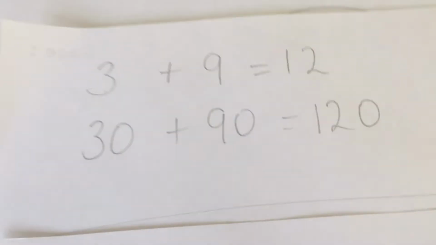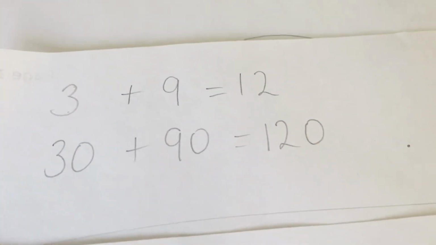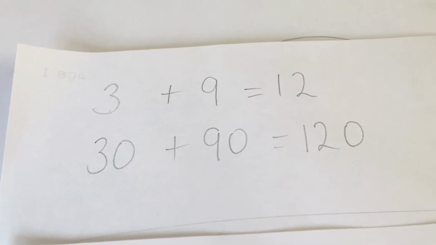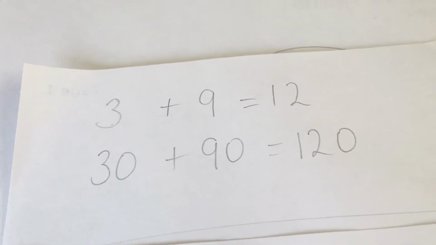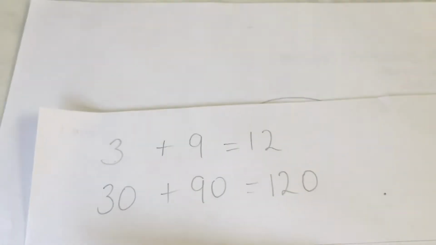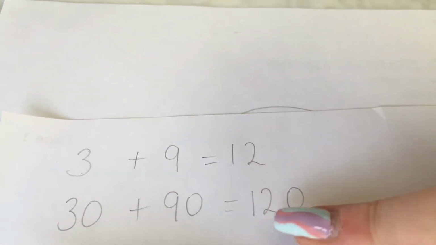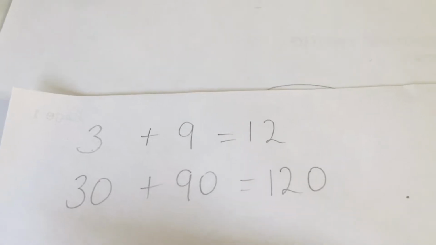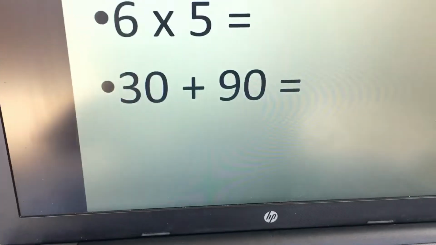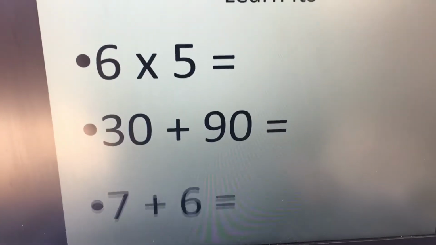So if you had done the learn it first, so covering up the zeros, 3 add 9, that's 12. So 30 add 90 equals 120. So the trick is first, put your learn it answer in first and then add on the missing 0 so you get the numbers correct. So next one.